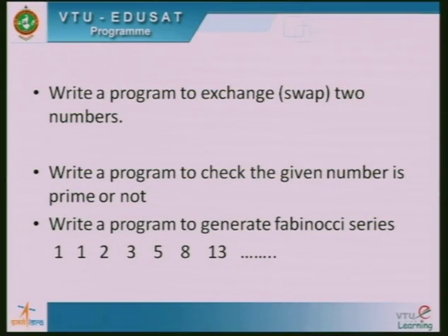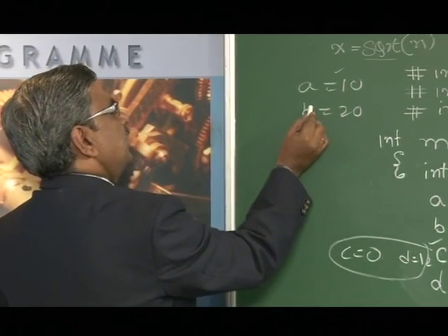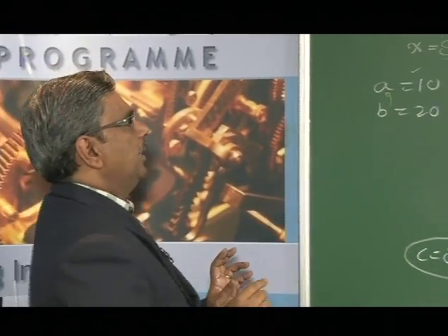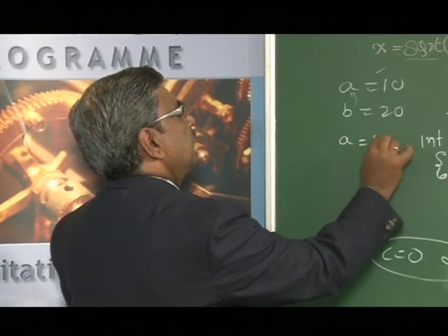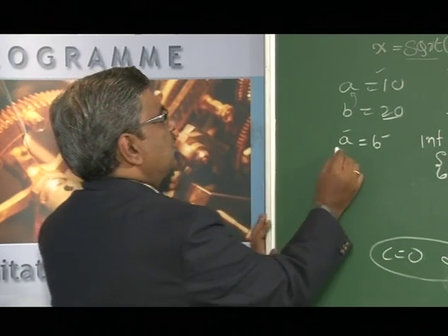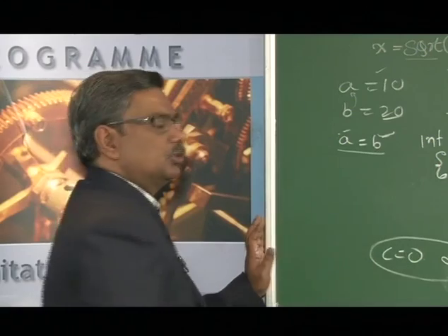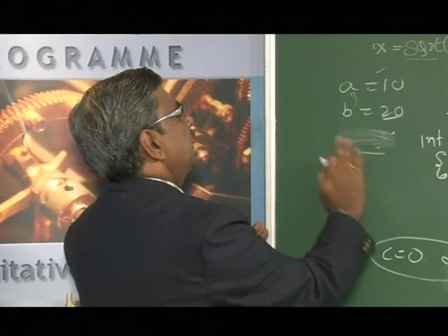Write a program to exchange two variables or two numbers. You give one variable, say A is equal to 10, and B is equal to 20. I want to exchange the value of B to A and A to B. That is called swapping these two variables. If you assign A equal to B, the value of A will be lost. If you then use B is equal to A, now the value of B is also 20, and A is also 20. Instead of this, a simple logic can be introduced.